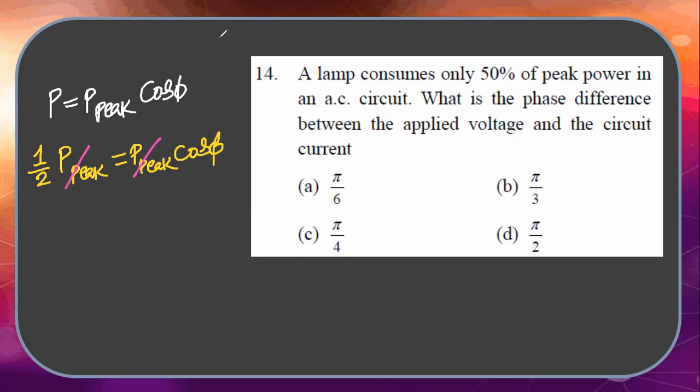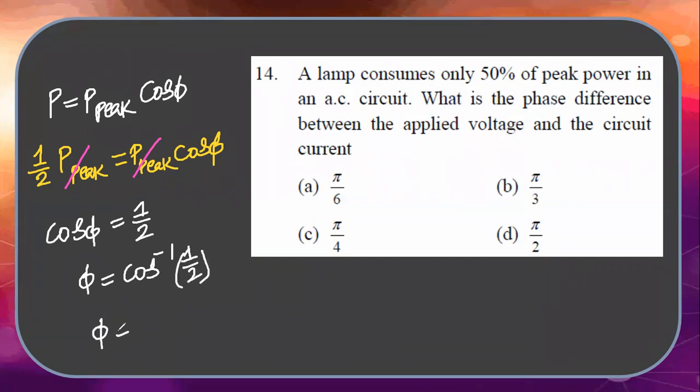So these two get cancelled. Then what is there? Cos phi is equal to 1 by 2. Phi is equal to cos inverse of 1 by 2. Then phi is equal to pi by 3, which means 60 degrees. B option is correct.